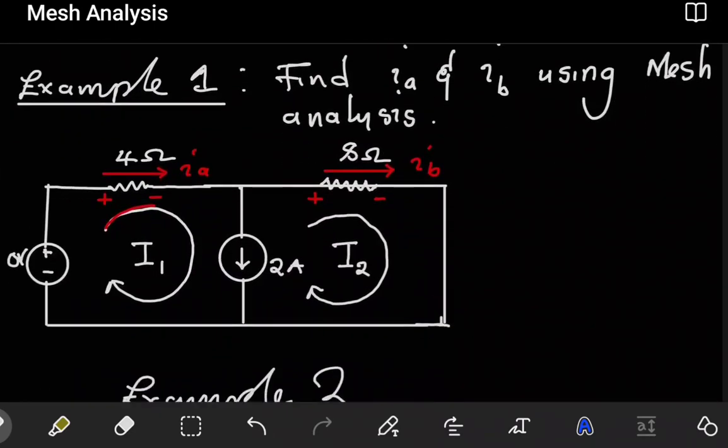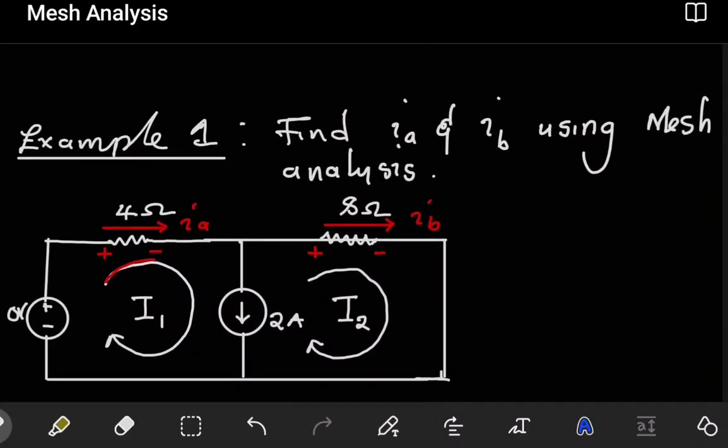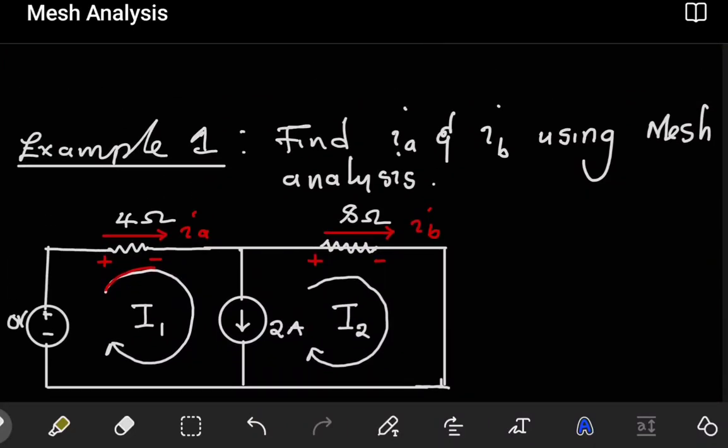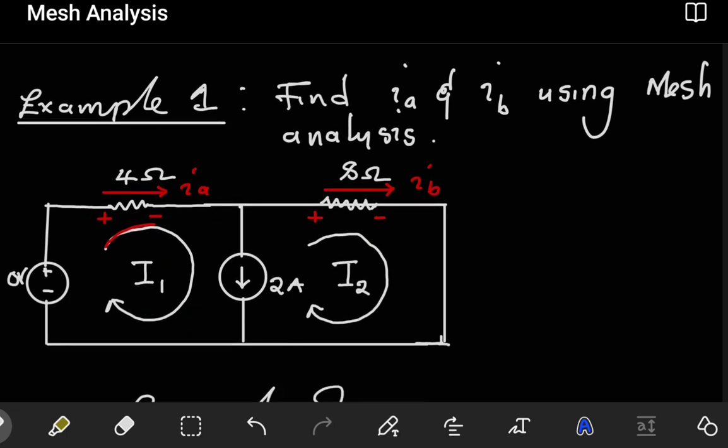Then in the second part, in the next tutorial, we're going to look at how to employ the same mesh analysis to handle questions where you have a current source, especially a current source that is positioned right in the middle. If a current source is positioned at the edge, the approach is a little bit different and much easier. But trouble comes when a current source is positioned right in the middle. So we're going to see how we handle such problems as well.